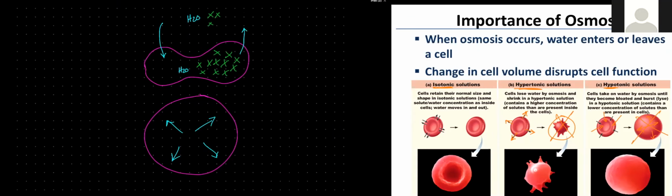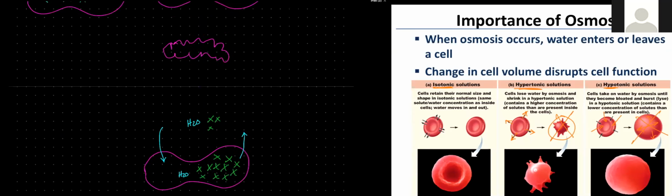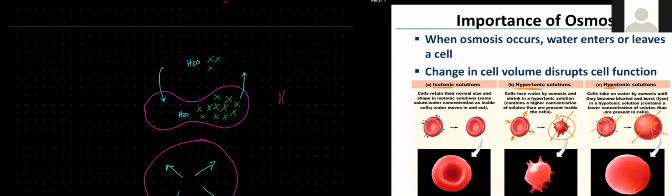Compared to if I do have less solute outside of the cells in the extracellular fluid, this will drive the water to move to the inside of the cell, as you see on here. Water is going to be moving from low solute to high solute. So water is going to be moving into the cells, and the cells as a result will be swelling. So what we call this solution is a hypotonic solution.